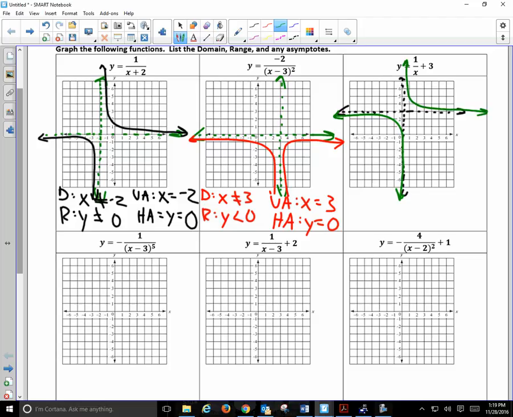That should be the shape of your graph. Domain is x can't be 0. Range is y cannot be 3. So your vertical asymptote is x is equal to 0, and your horizontal asymptote is y equals 3.